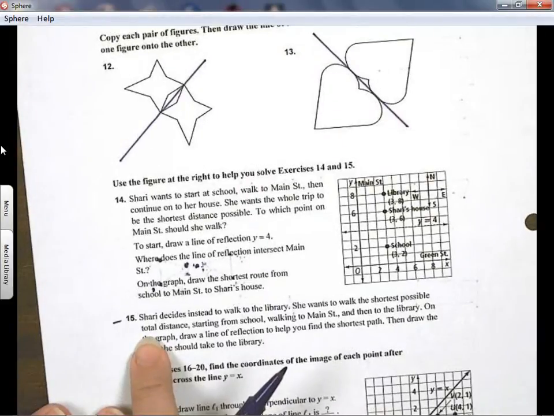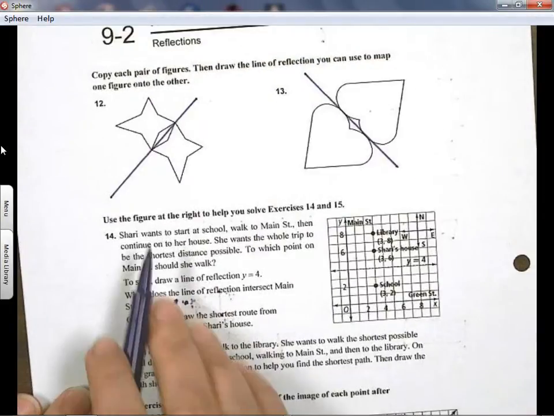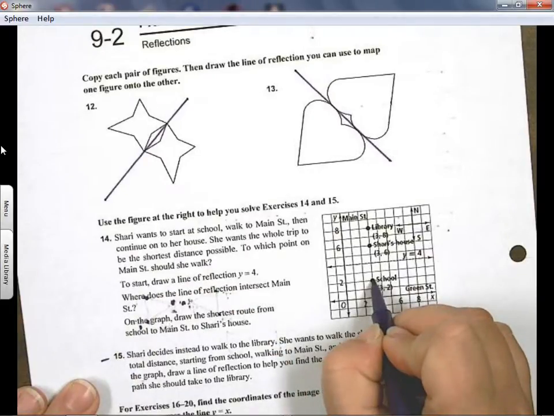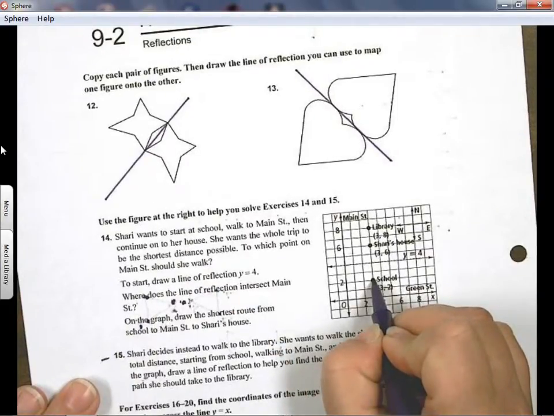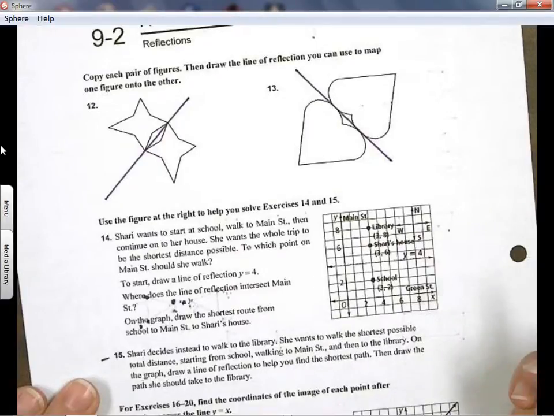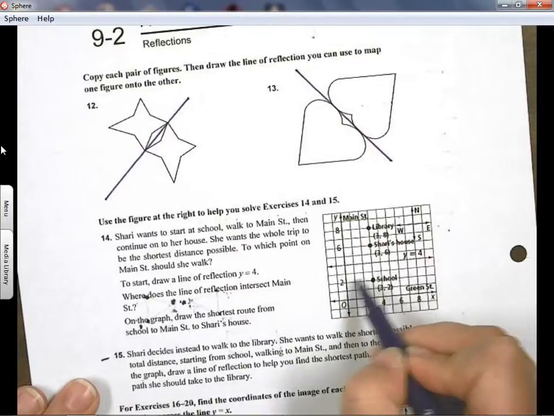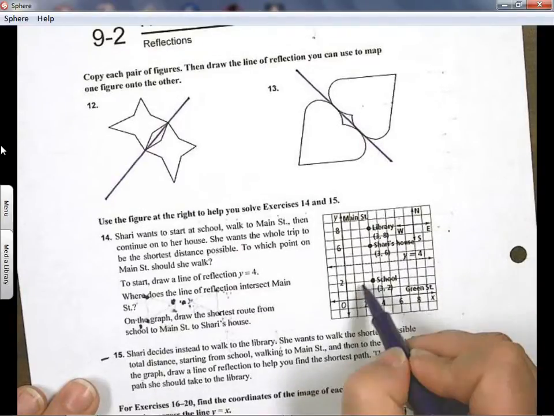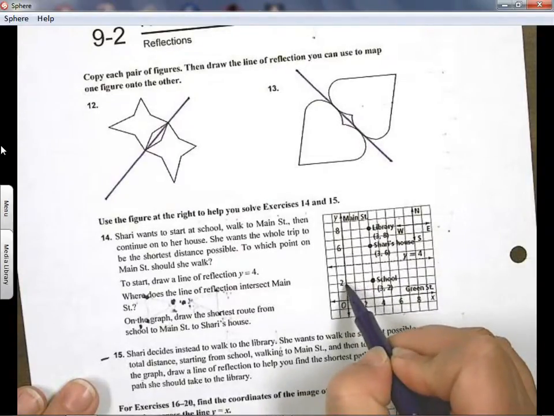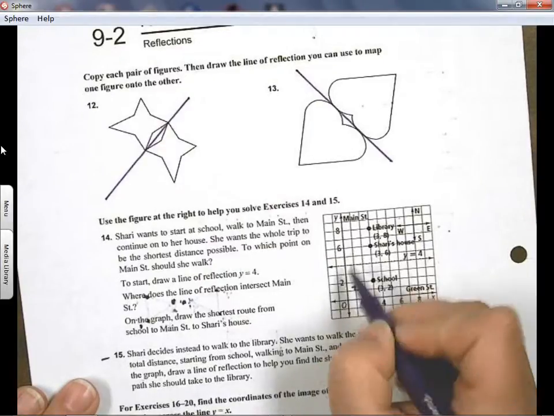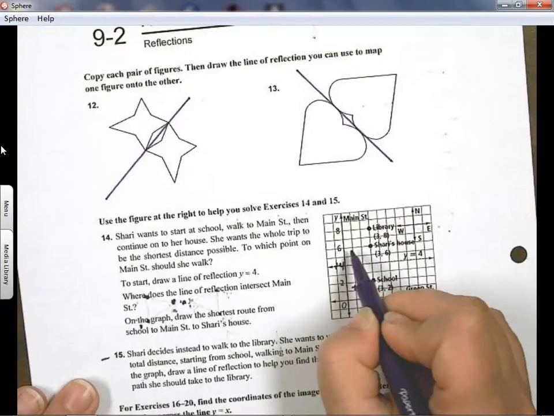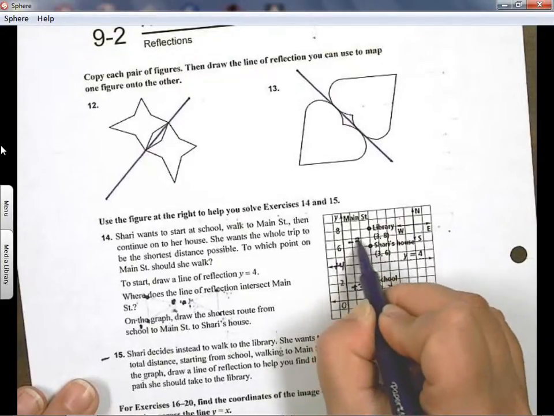In number 15, well, let's do number 16. Sherry wants to start at school. So here she is at school, and she wants to walk to Main Street. So how far away is Main Street? Main Street is over here. Then continue on to her house. So she's going to go 1, 2, 3, and then up 1. So this is plus 3, and this is up 1, 2, 3, 4. And then it's over negative 3, right?